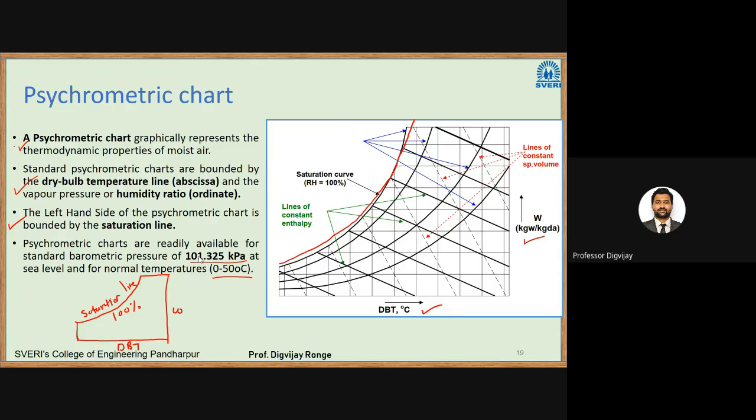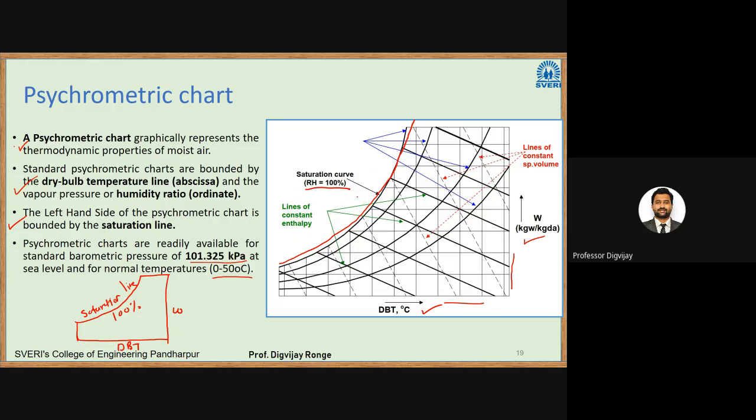But if you want to draw a psychrometric chart for various barometric pressures, that also you can draw. Just you have to take the help of the equations, whatever equations we have studied today. Okay. So what you see on the right side, this is a psychrometric chart. We have the dry bulb temperature as abscissa. On ordinate, we have the humidity ratio. Then we have the saturation line. Saturation line means RH will be 100%.